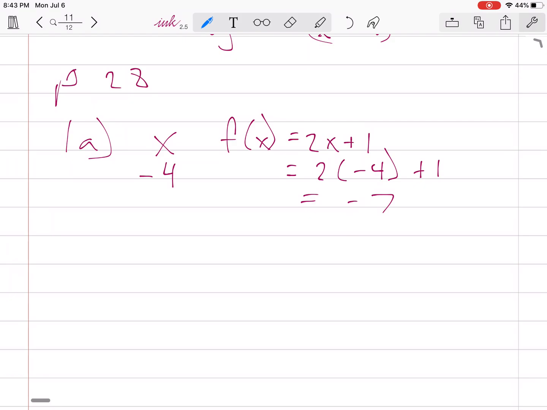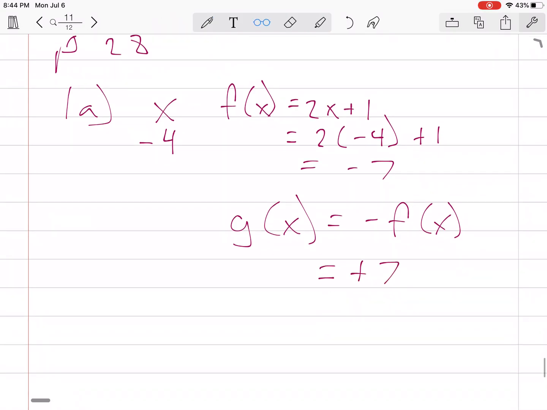Okay, the second one is g(x) is equal to negative f(x). So this is basically saying that you're going to multiply what you get for f(x) by negative 1. So this would equal positive 7.